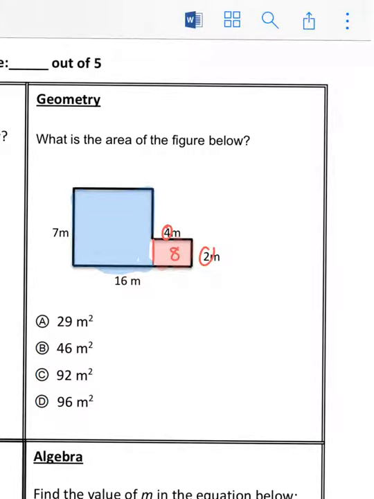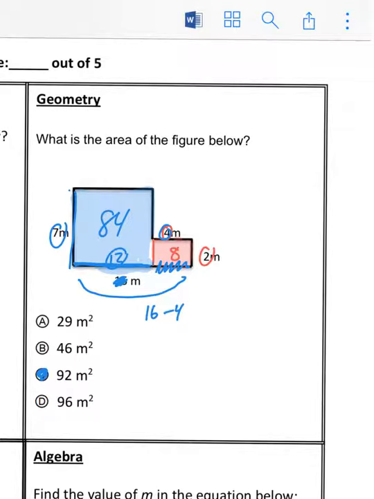That one's easy. Now the blue one is a little trickier. I have the length, which is 7, but the 16 is this whole bottom. And we only need the bottom of the blue part. So I have to take 16, and I have to subtract this away, which is 4. And that leaves me with 12. So if I do 12 times 7, I get 84. If I add 84 and 8, I get 92 square meters, which is C.